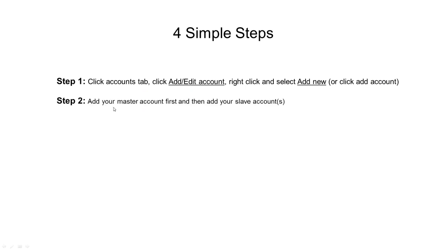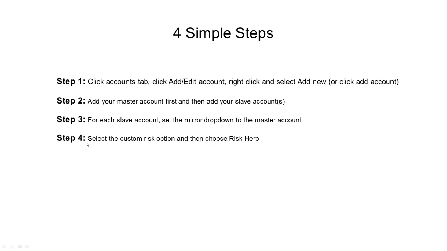Step 2, you're going to add your master account first, and then add your slave account or slave accounts. The third step is for each slave account that you add, you're going to set the mirror drop-down to master account and to the master account number. And then the last step is you're going to select the custom risk option, and select Risk Hero. So pretty simple to set up. Once you do that, you're done.